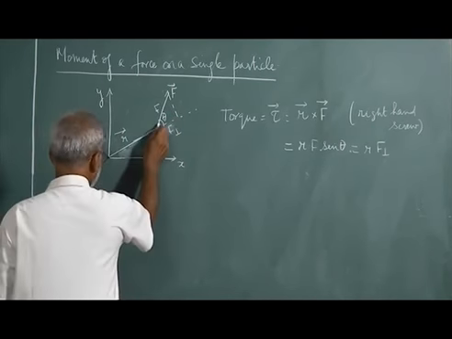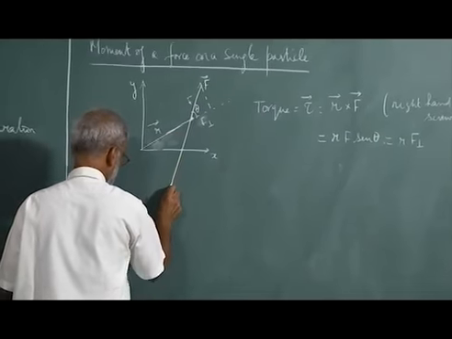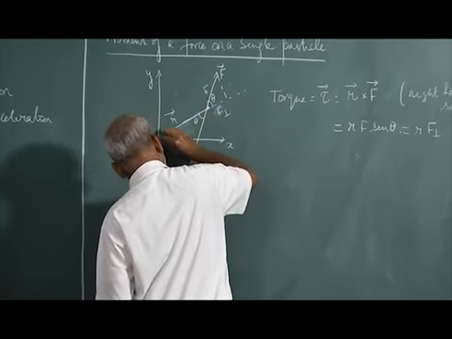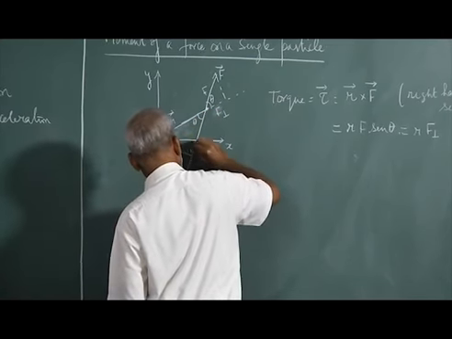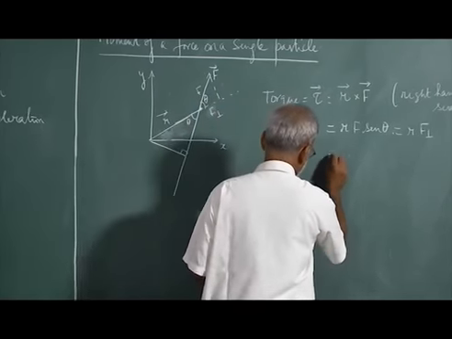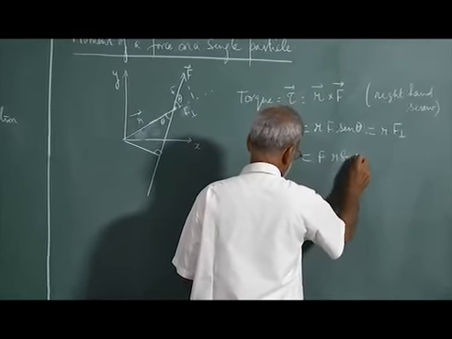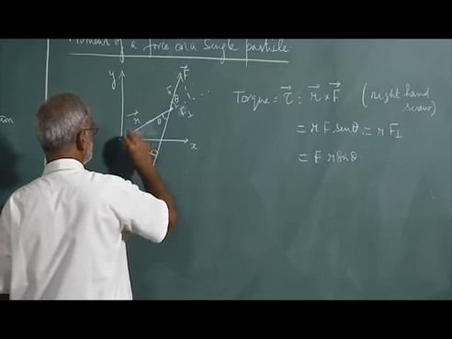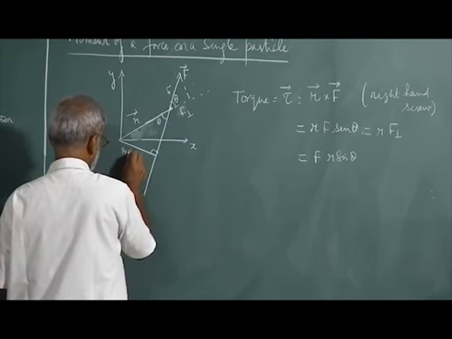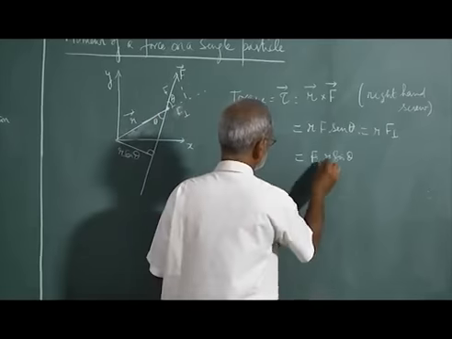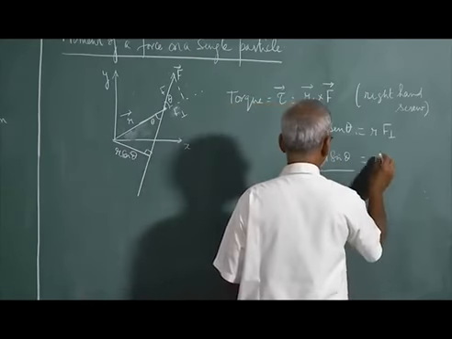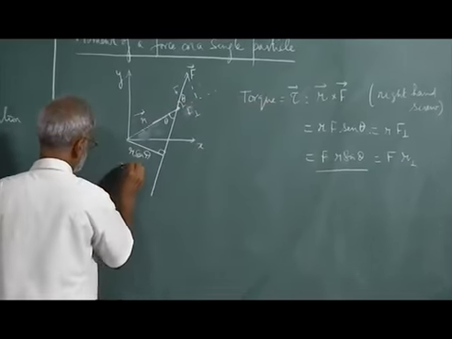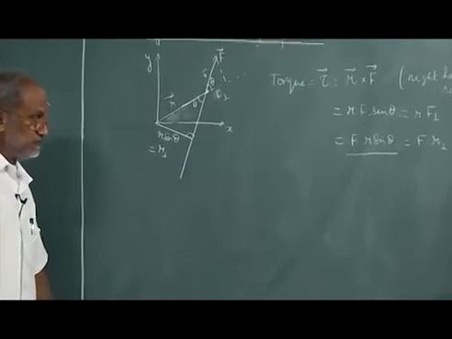I can also write it in a different way. How? I drop a perpendicular from here, this is theta. This I can write as F into r sin theta. In this right angle triangle, this is r, therefore this is r sin theta. I can view it in both ways. So this is written as F into r perpendicular, this quantity is known as r perpendicular.